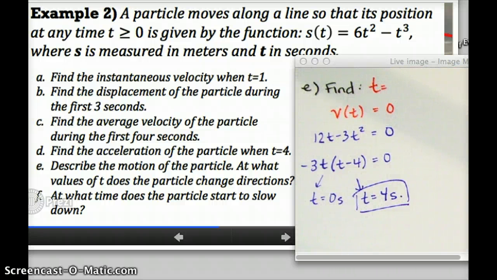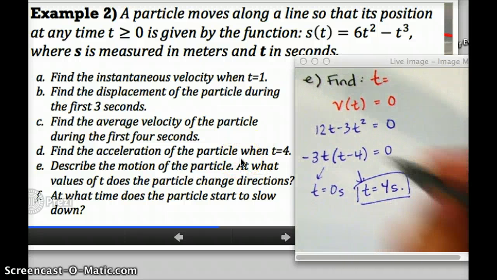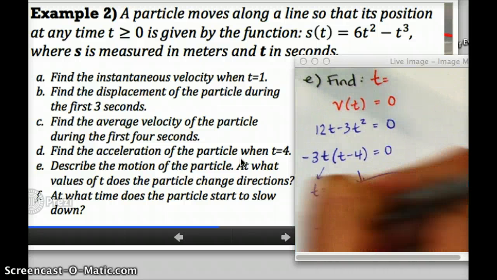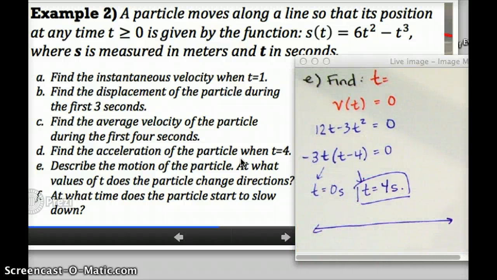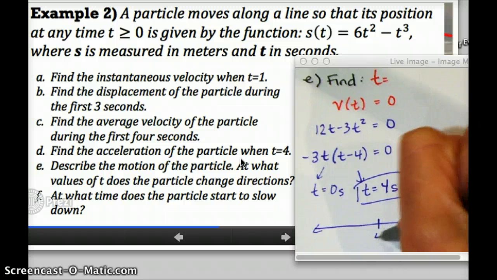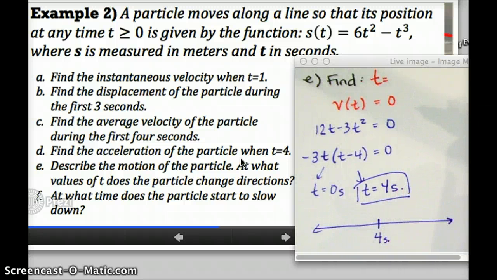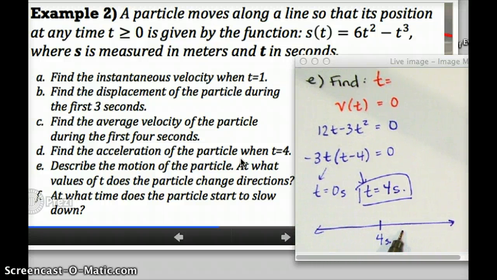To answer the second part, or actually the first part, describe the motion, we would want to be a little bit more precise, and this is where we're going to use something a lot like the first derivative test that we've been talking about. If 4 seconds is when the particle turns around, we can test numbers on either side of 4 seconds to check what direction it was moving.